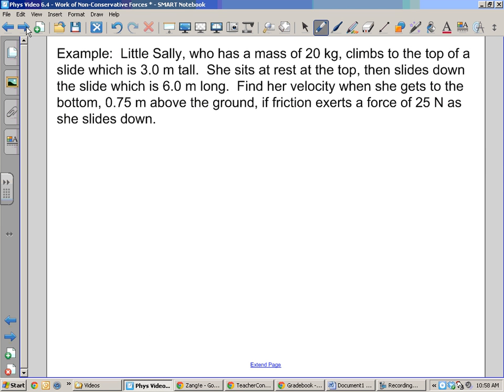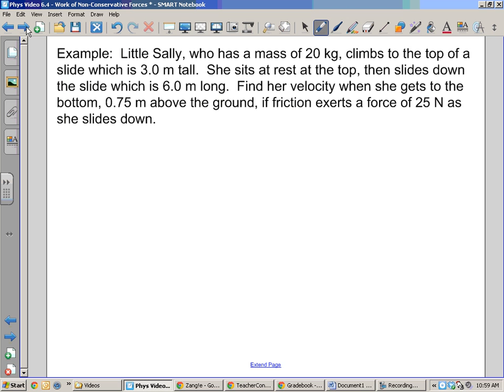So here we go. Little Sally has a mass of 20 kilograms. She climbs to the top of a slide that's 3 meters tall, sits at rest at the top, and then slides down the slide, which is 6 meters long. Find her velocity when she gets to the bottom, 0.75 meters above the ground, if friction exerts a force of 25 newtons as she slides down. Pause it and try this first. Okay, I'm going to assume you did that.